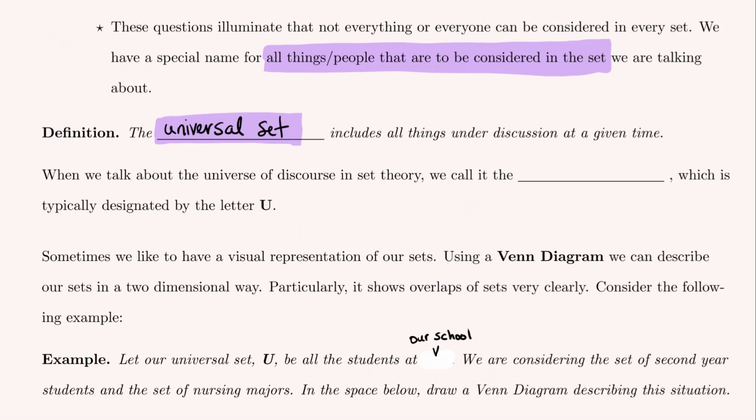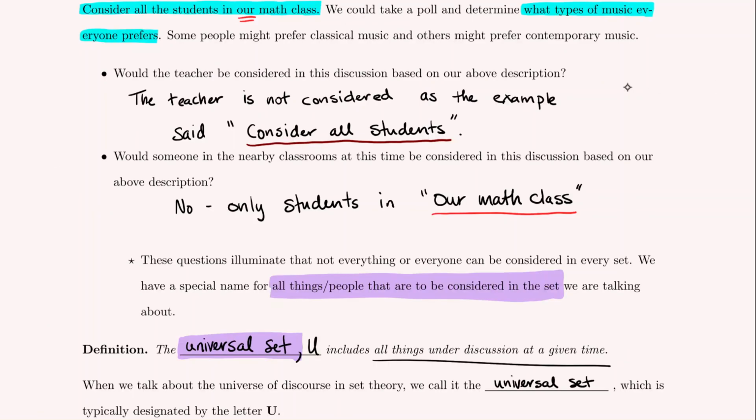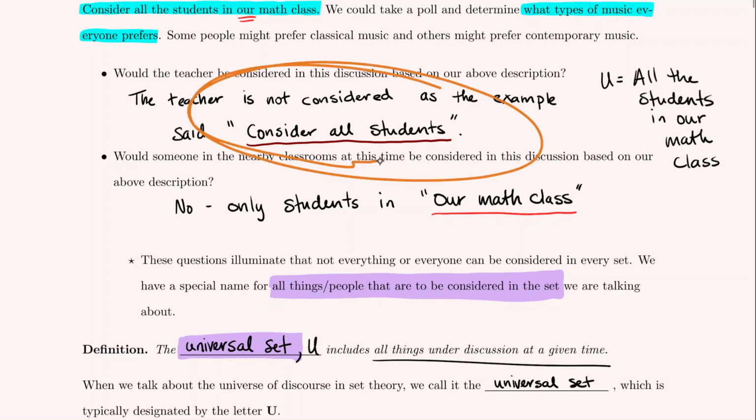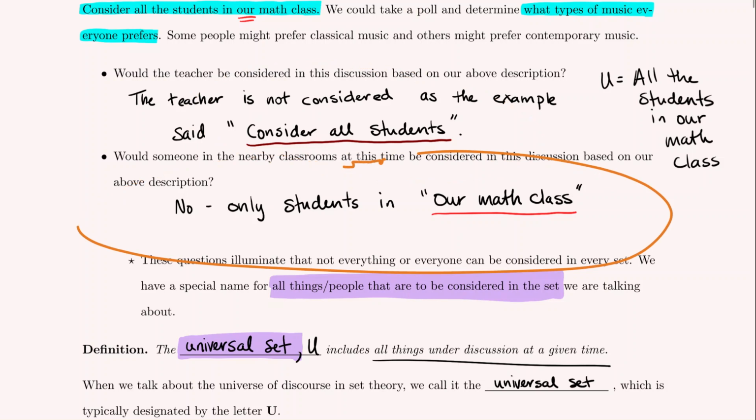So the universal set, often shorthand written as U, includes all the things under discussion at a given time. So in our previous example, the universal set would have been all the students in our math class. So any student who is in our math class is an element of the set. However, the teacher is not in the universal set, nor are students in other classes. So the only people we would consider in this set are the individual students in our particular math class.